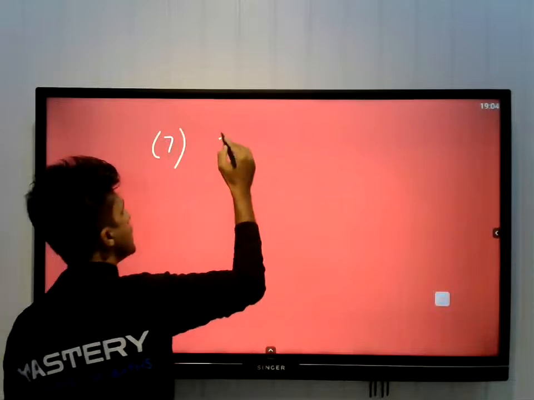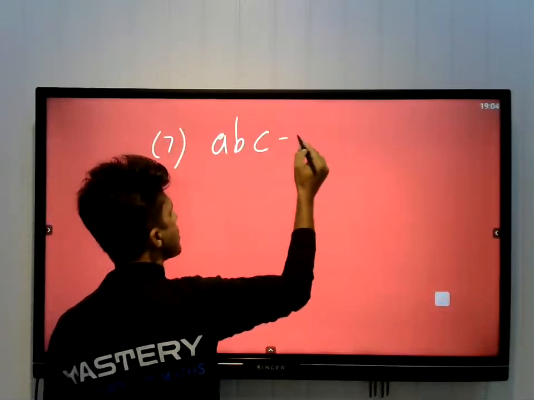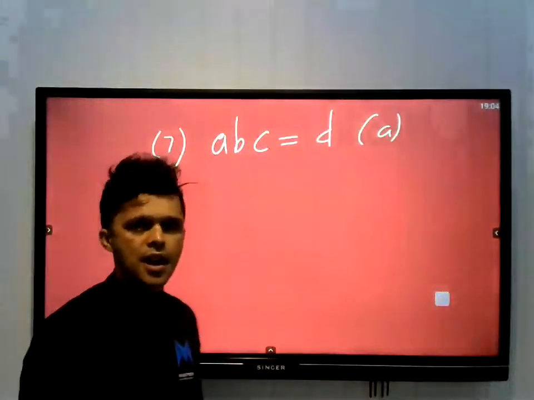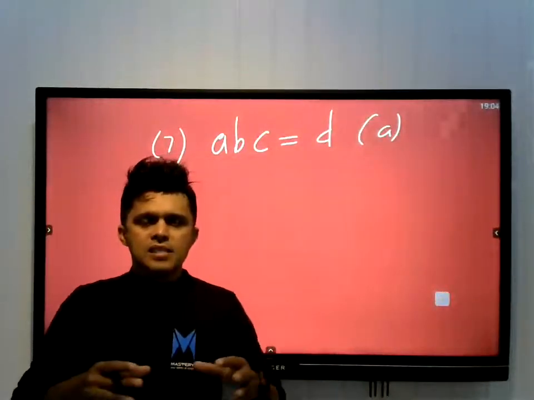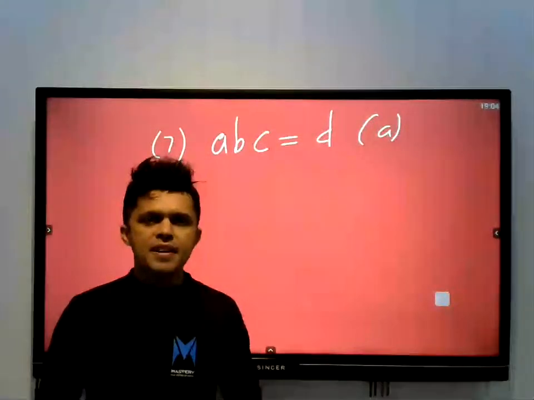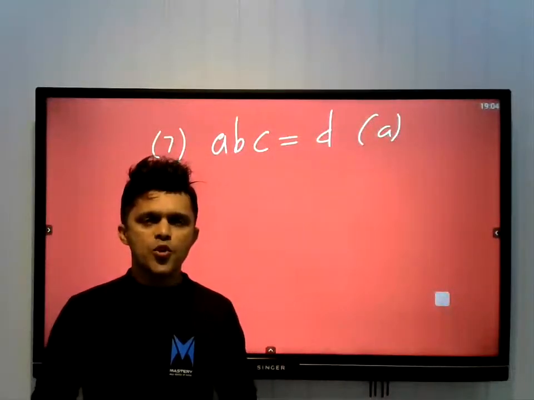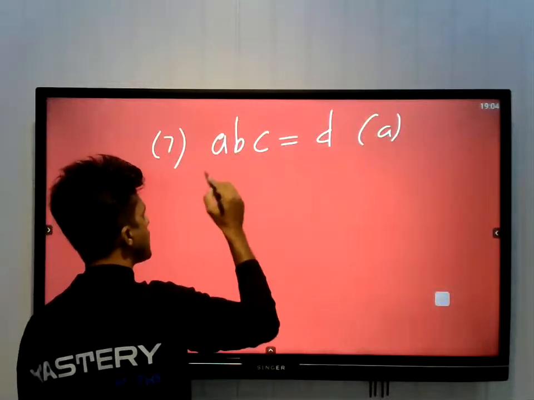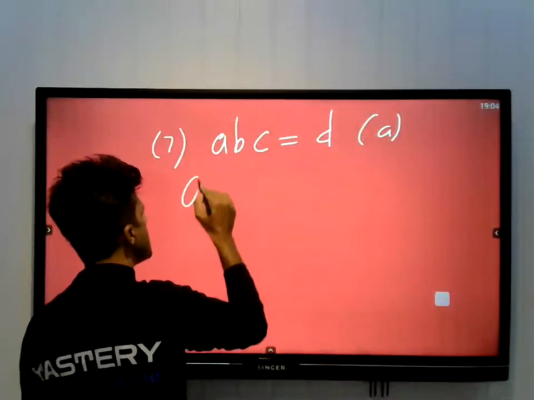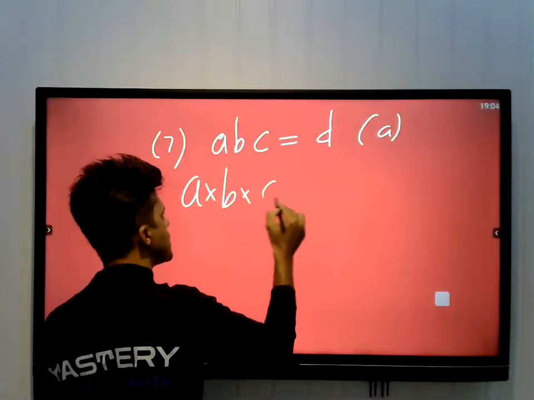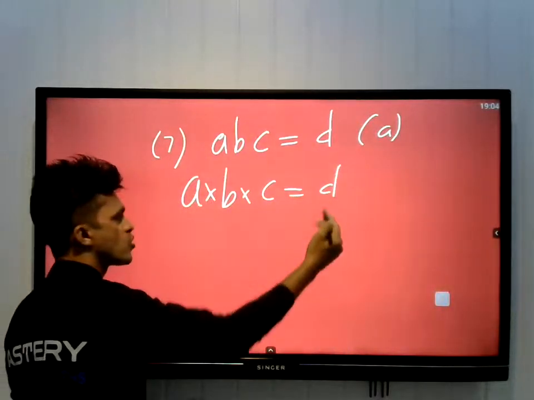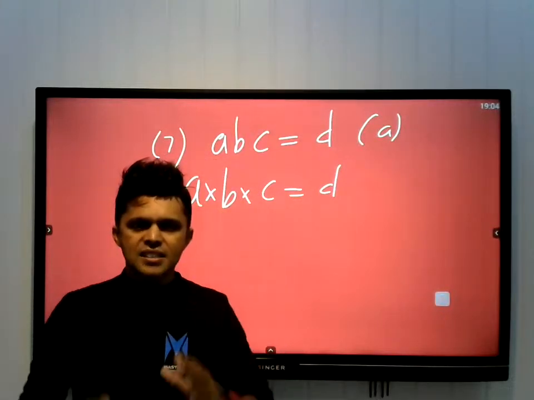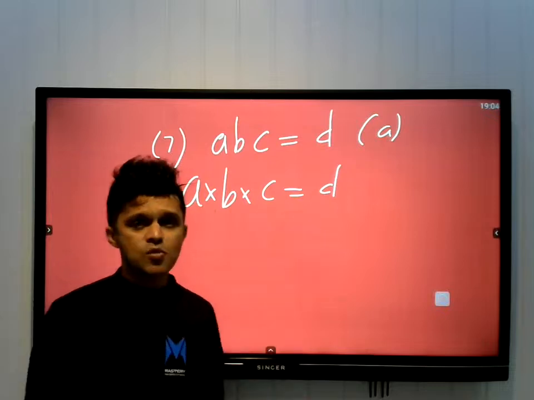This one, ABC equals D. How can you write the term A as the subject? When it comes to this formula, you are able to write the term A as the subject. How can you do it? Here, multiplication: A into B into C equals D. No need of writing this step, but so as to get a clear idea, I wrote this one.